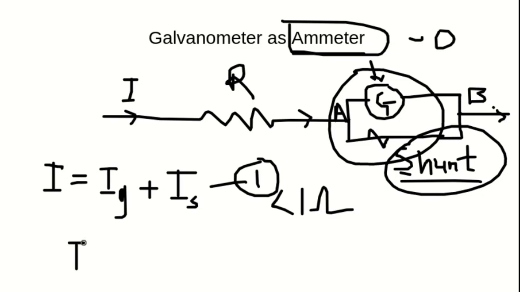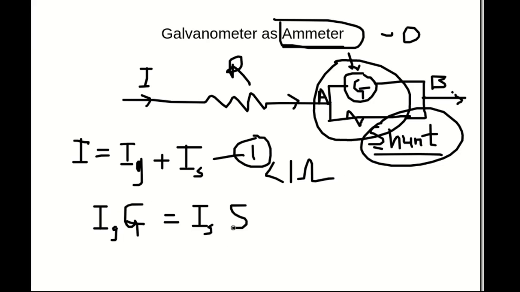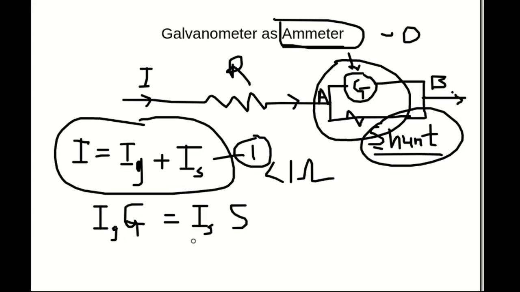Voltage must be same. So we can write voltage is current into resistance using Ohm's law. So we can get Ig, that is the current flowing through the galvanometer, into capital G, that is the resistance of that galvanometer, must be equal to Is, that is the current flowing through the shunt resistance, into the resistance of shunt, S. Now using this equation, we can find out what is the value of Is. So Is can be written as I minus Ig, as Ig goes to left and becomes negative.